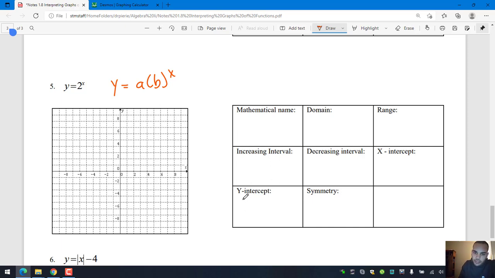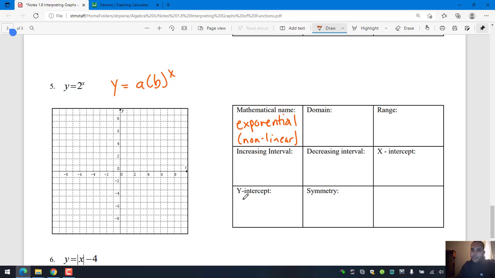So let's start with the mathematical name for this. There's 2 things you could call this. This is called, more precisely, an exponential function. Why is it called an exponential function? Because there's a variable in the exponent. But a little bit less precisely, this is a non-linear function. Why is it non-linear? Because this is not going to look like a straight line.